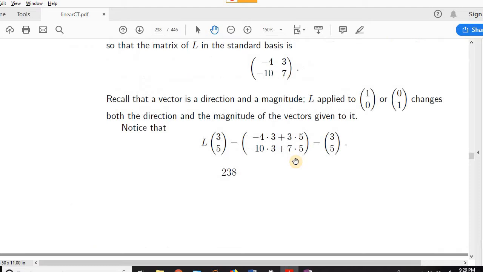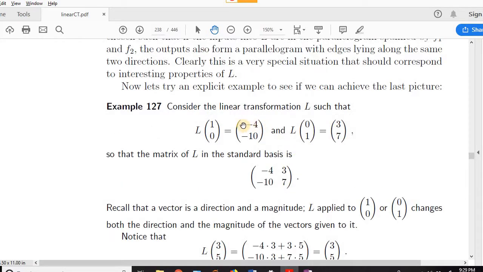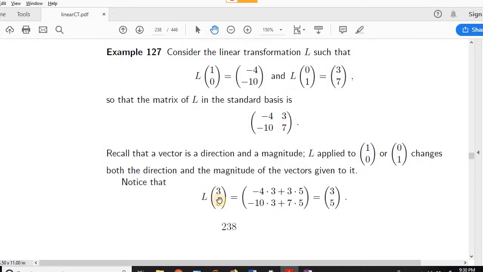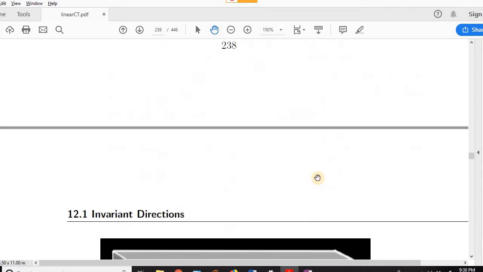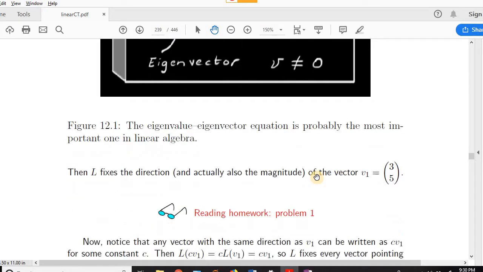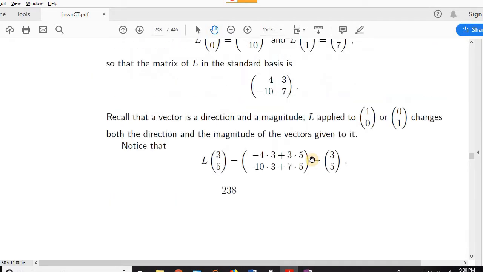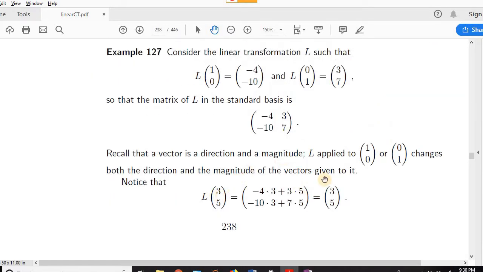Here he found this example of a linear transformation. Here's the basis. And then here he shows that (3, 5) is an eigenvector with eigenvalue 1. He doesn't derive it, but he shows it. And (1, 2) is also an eigenvector with eigenvalue 2. So in other words, L of V1 equals V1, where V1 is this one.